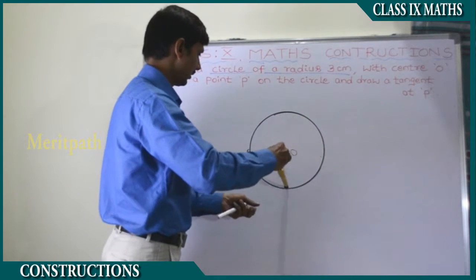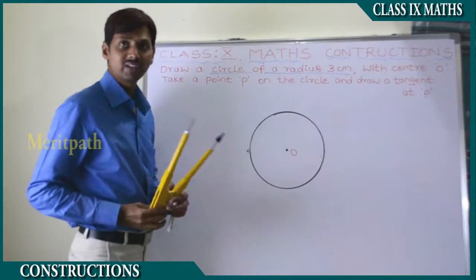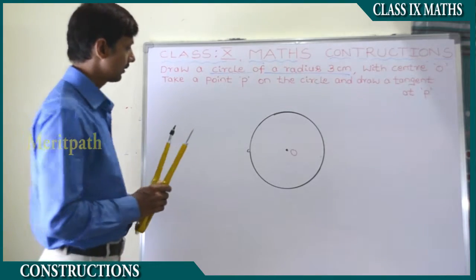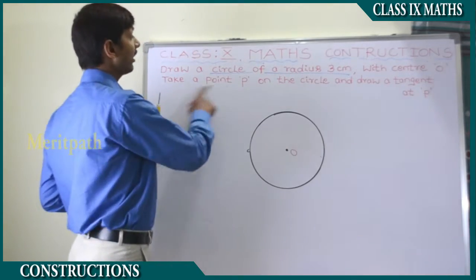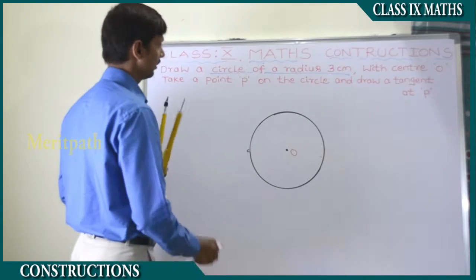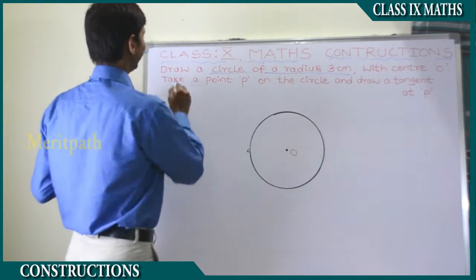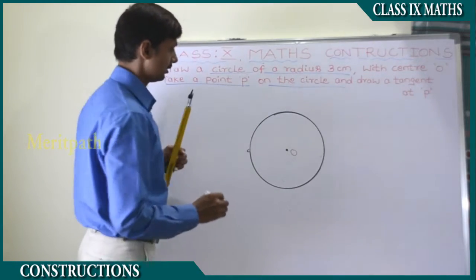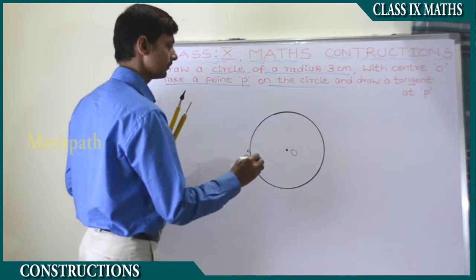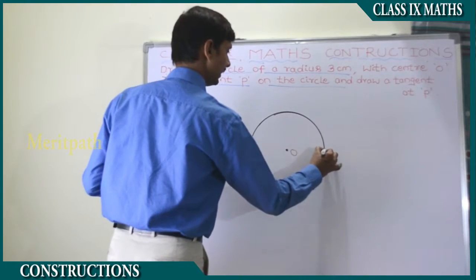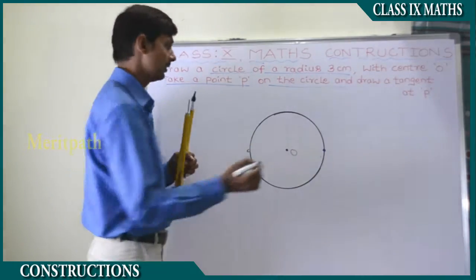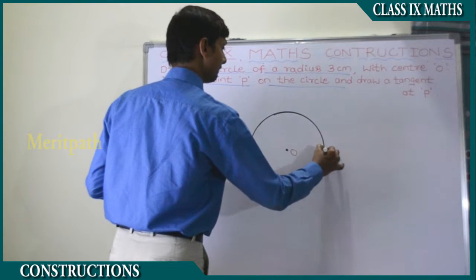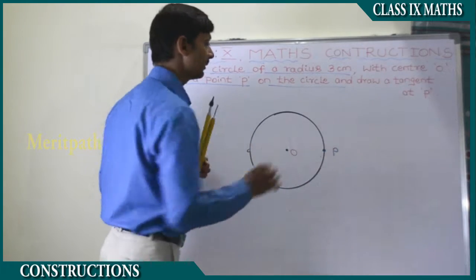We're drawing a circle with 3 centimeters radius. It's a circle of radius 3 centimeters. Now, let's take a point P on the circle. It's given here. Take a point P on the circle. I've taken a point anywhere we can take it. So the point P on the circle we have taken. This is a point P.